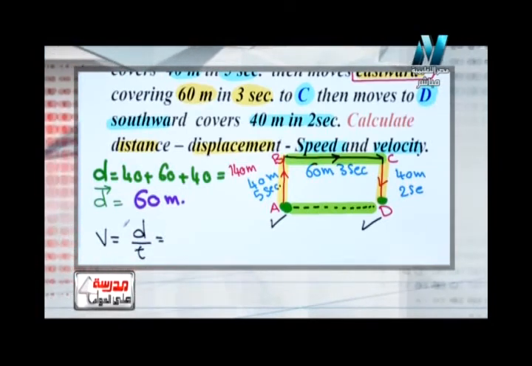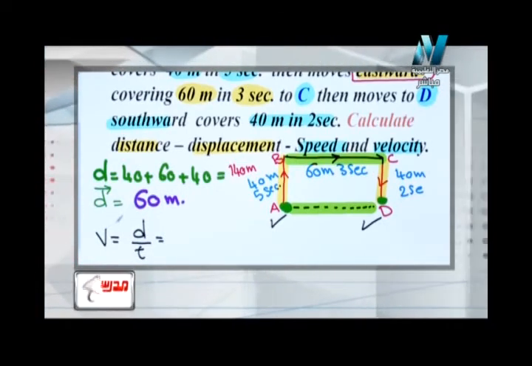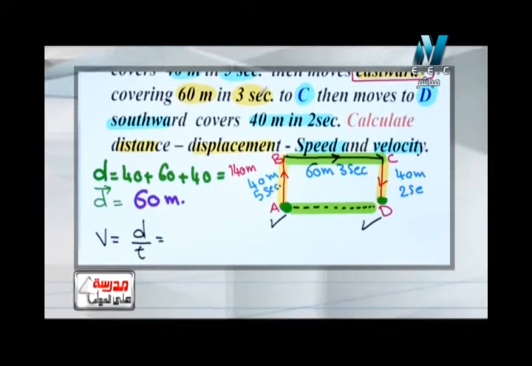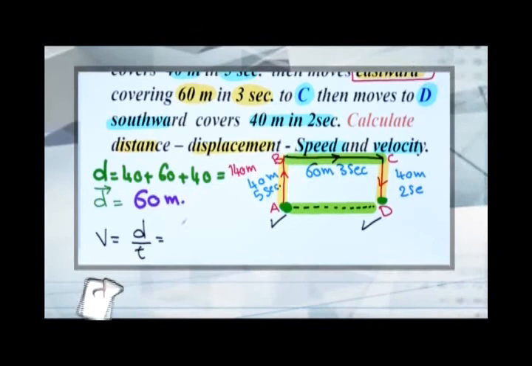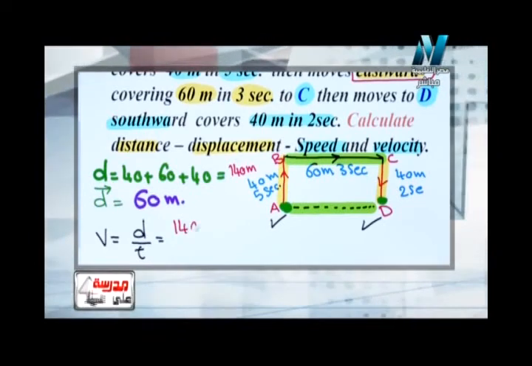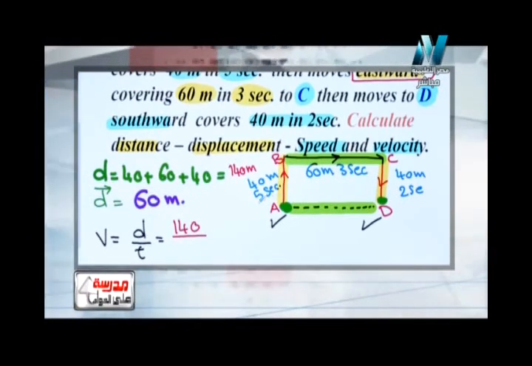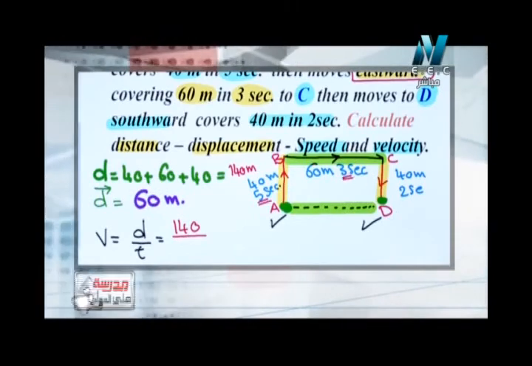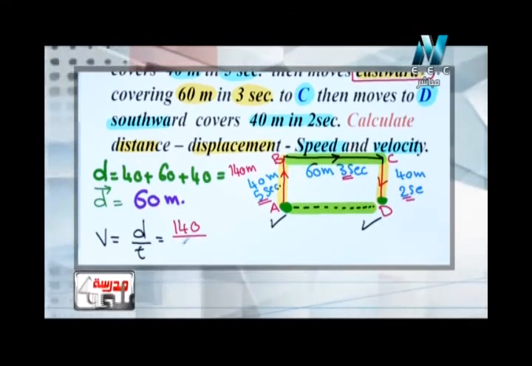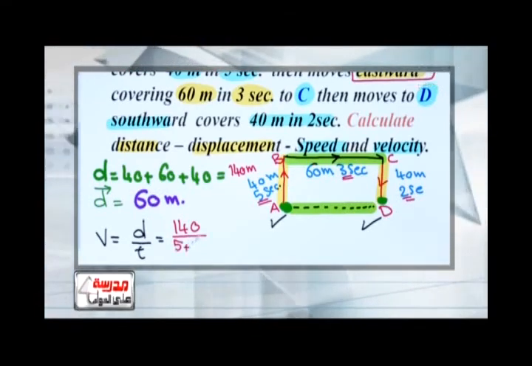As we have to calculate average speed, as we wrote before: total distance covered over total time taken to cover this distance. So we have 140 over 5 plus 3 plus 2, so how many? 5 plus 3 plus 2.